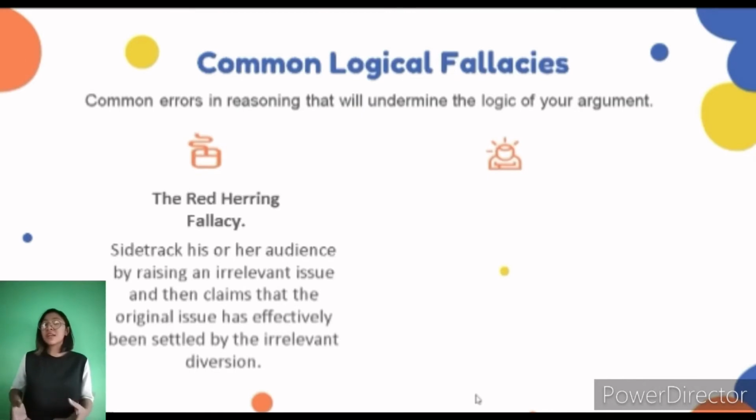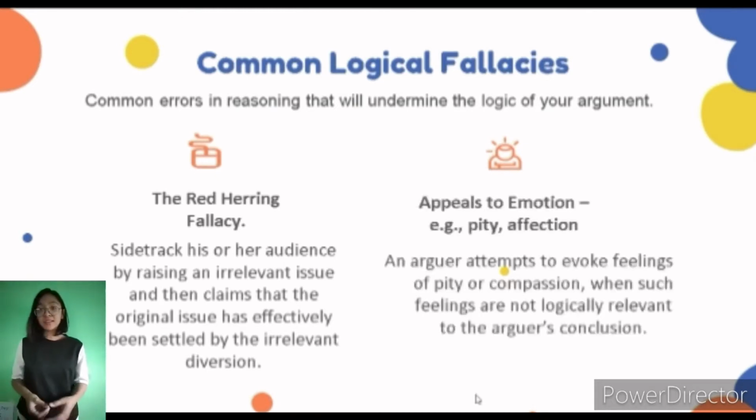And then we also have the red herring fallacy. This is when an arguer tries to sidetrack his or her audience by raising an irrelevant issue and then claims that the original issue has effectively been settled by the irrelevant diversion. This is basically redirecting the argument to favor the stand of the arguer.